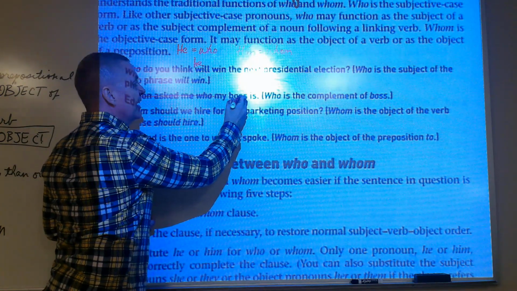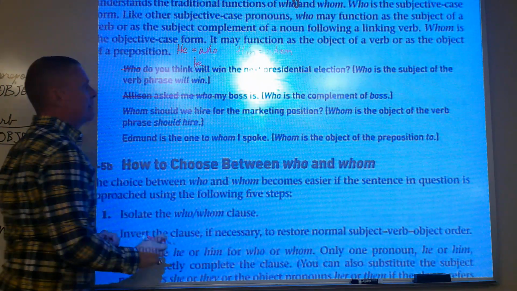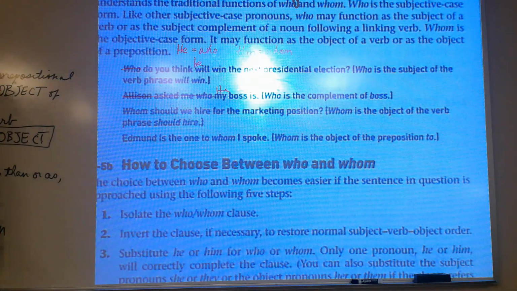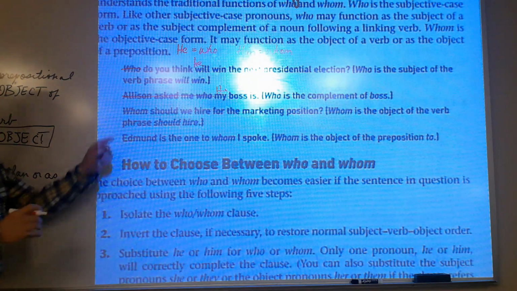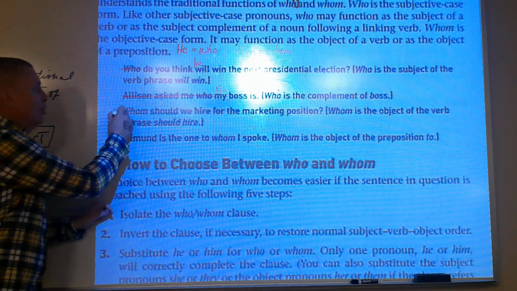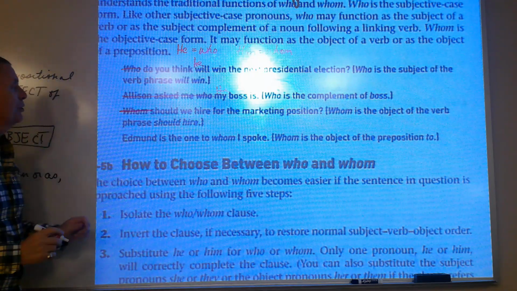My boss is he. I'm sorry, he is my boss. I rephrased it right there. That fits better. He is my boss. He is equal to who. Allison asked me who my boss is. Okay, who, cross out everything up to and including who and whom.